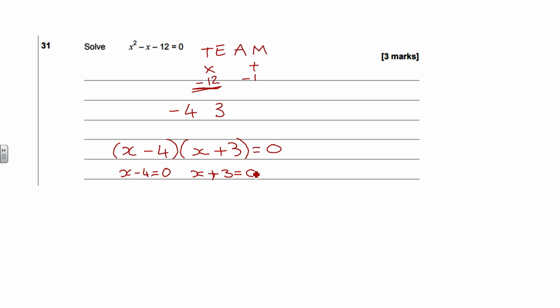So if x minus 4 is equal to 0, x take away 4, what number take 4 makes 0? That will be 4. And then what number, if I add 3 onto it, makes 0? That will be negative 3.